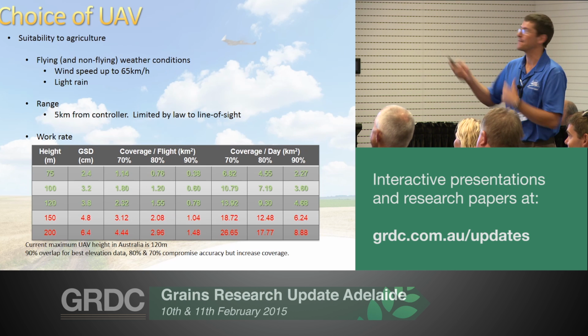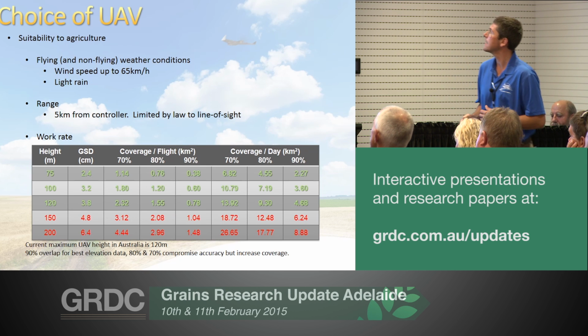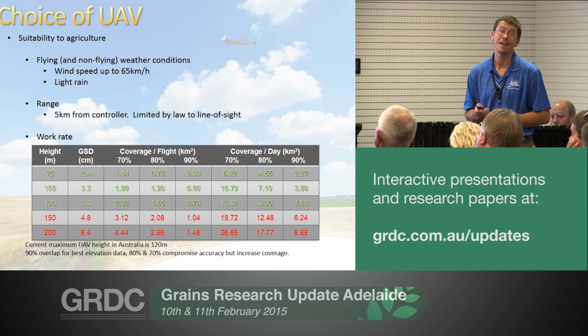So, suitability for agriculture. This thing is capable of flying with a crosswind of up to 65 kilometers an hour, so that's pretty fast wind.